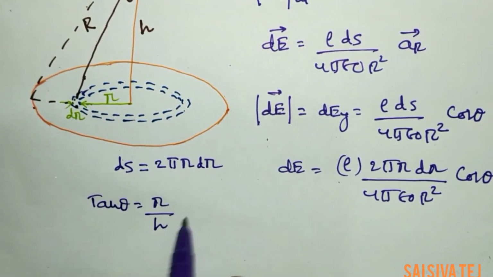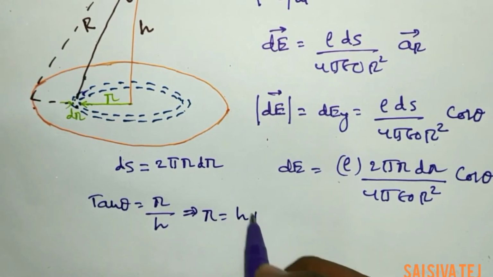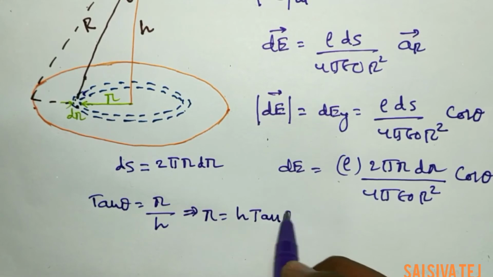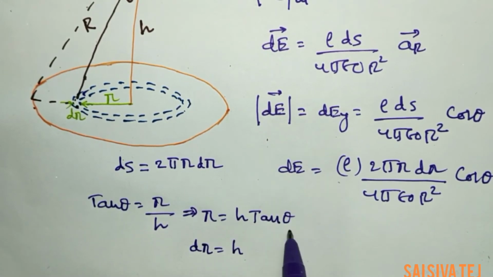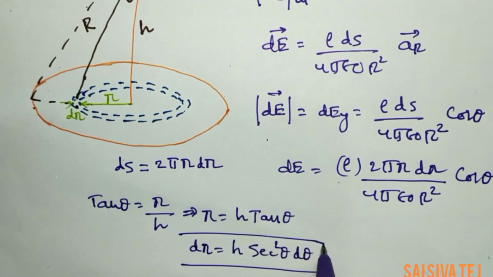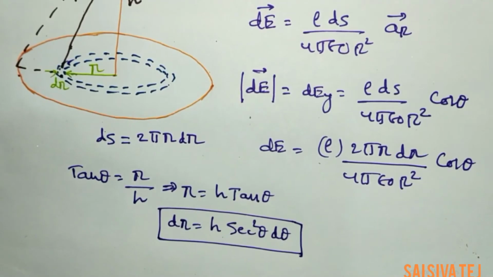So we get, that implies r is equal to h tan theta, and if we differentiate on both sides, we are going to have dr is equal to h into, if we differentiate tan theta with respect to theta, secant square theta d theta. So this is what we are going to have as the magnitude of dr.